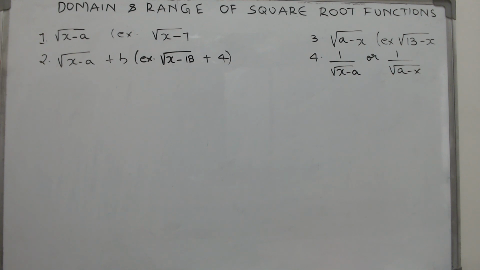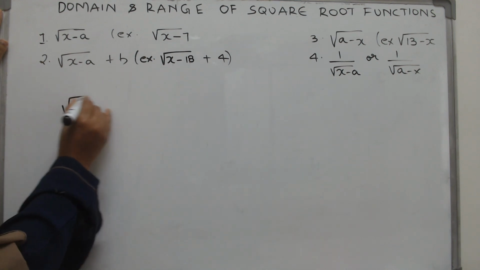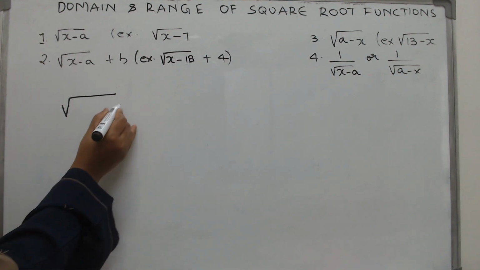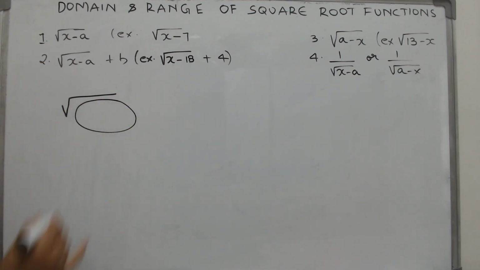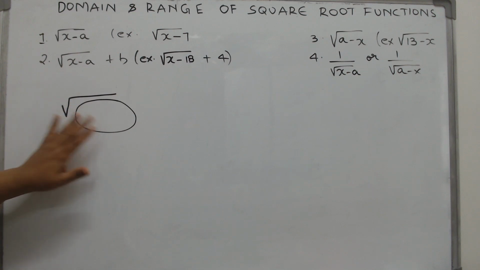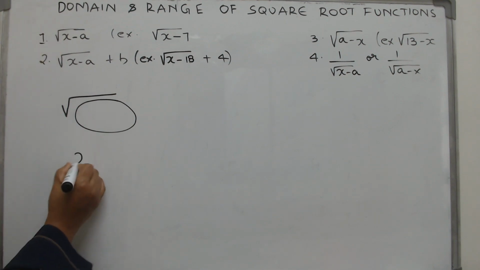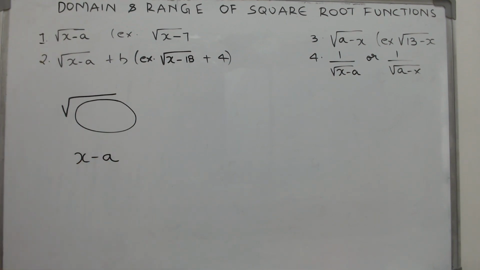Today, let us learn about the domain and the range of some square root functions. This symbol that you see here is called a radical symbol. And the expression that comes inside of it is called a radicand. So, in this case, what is your radicand? Your radicand is x minus a.